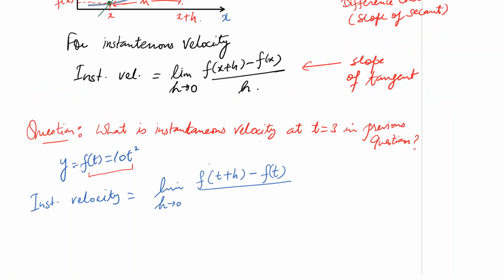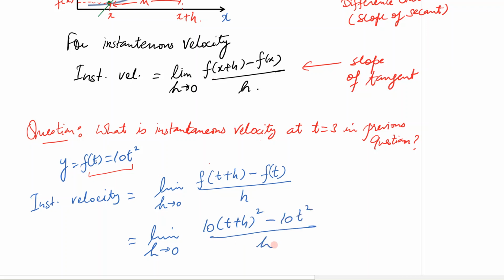Using the definition of instantaneous velocity, we get limit h approaches 0, f of t plus h minus f of t over h. And now we're going to plug in the values here. So limit h approaches 0. Since we have 10t squared, we're going to replace the input by t plus h. So wherever you have t in this function, you're going to write t plus h. So we got 10(t plus h) squared minus 10t squared over h.